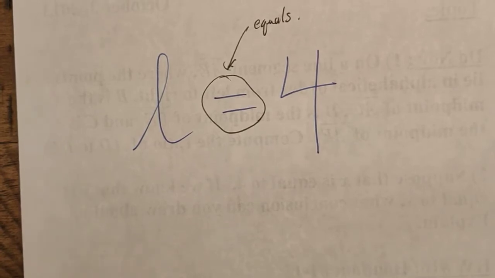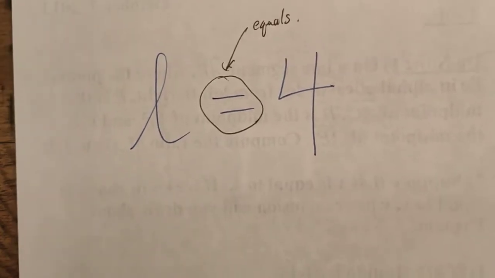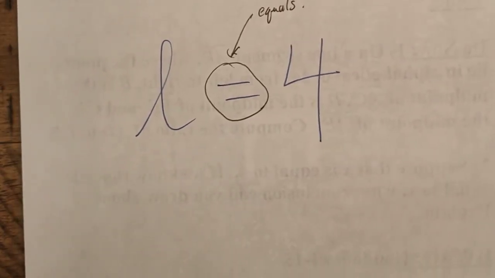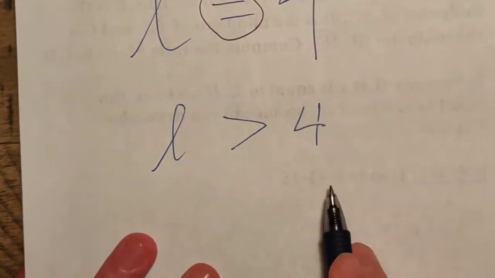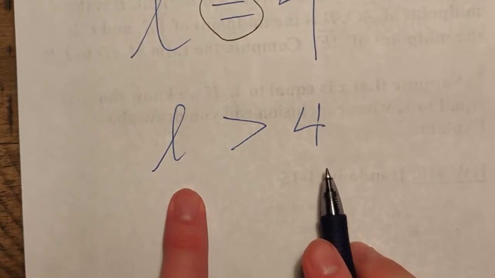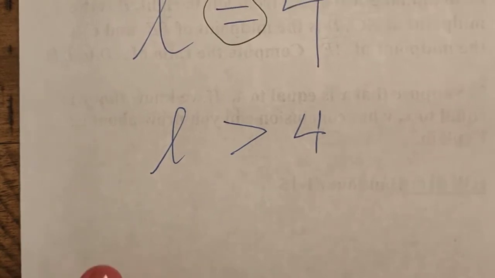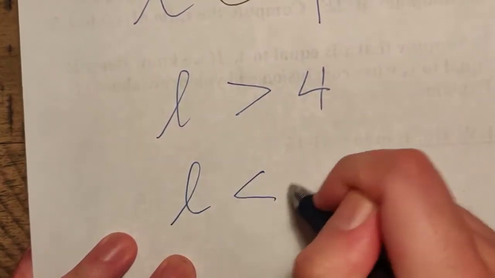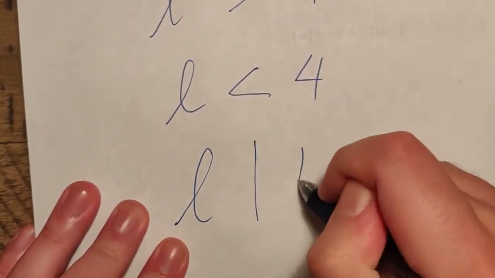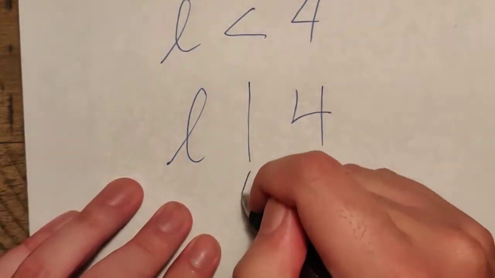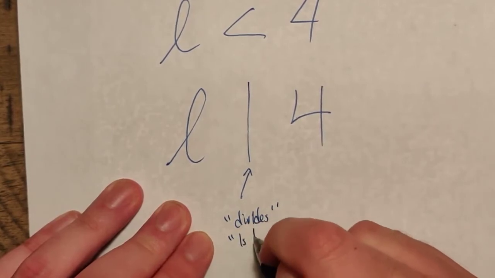Now, of course, this isn't the only thing you can write here. This isn't the only way to relate these sorts of objects together. We can rewrite this. We can replace this equality with other things. For instance, I can write this. This says that L and 4 are related, but this time it's related in a slightly different way. We do this thing we call greater than, so L is bigger than 4. We can also do L is less than 4, something like that. That's another way of writing this. We can do this here. This is the term divides, which also means is divisible by.